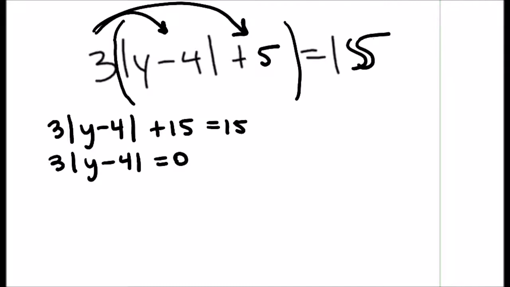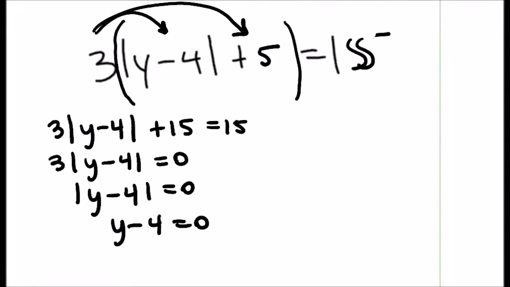Now we've got 3 absolute value of y minus 4 equals 0, and we're going to divide both sides by 3, and I get absolute value of y minus 4 is equal to 0. And how can I get absolute value of a number equal to 0? If it's 0. Is there anything else that I could take the absolute value of and get 0? I don't think so. There's nothing else that's 0 away from 0 on the number line. So I'm going to say that that means that y minus 4 equals 0, and just 0, no other numbers. So I'm going to add 4 to both sides and conclude that y equals 4.